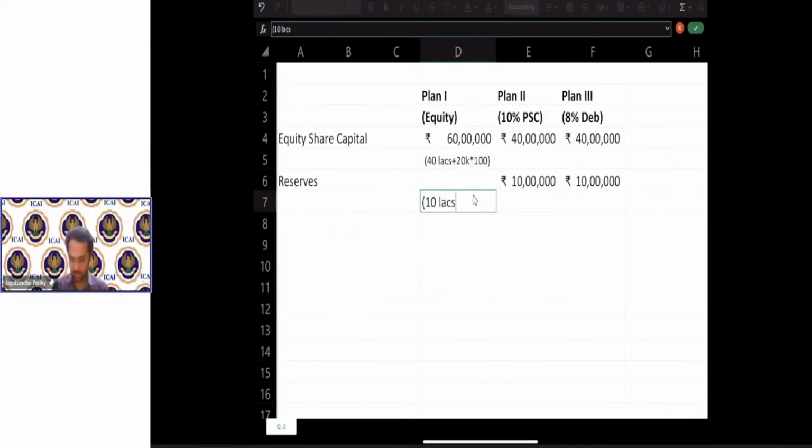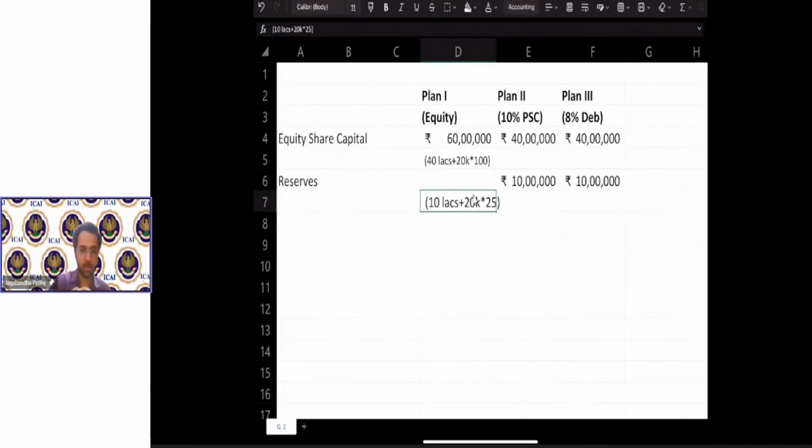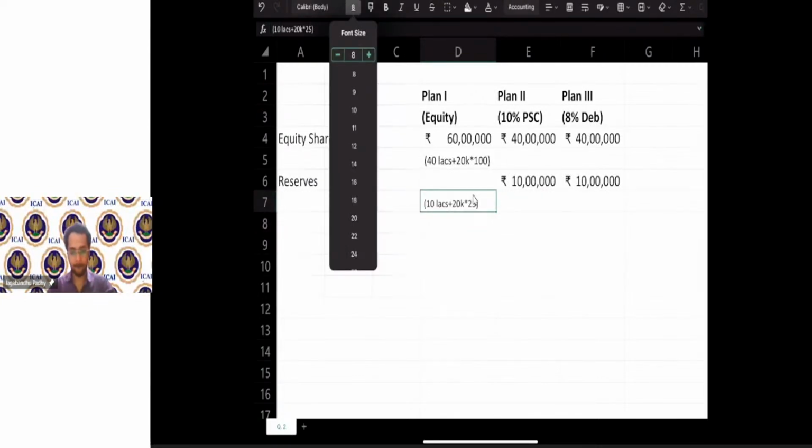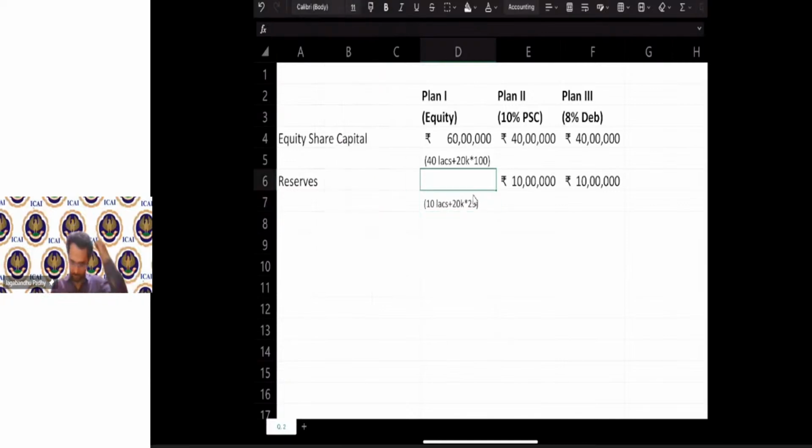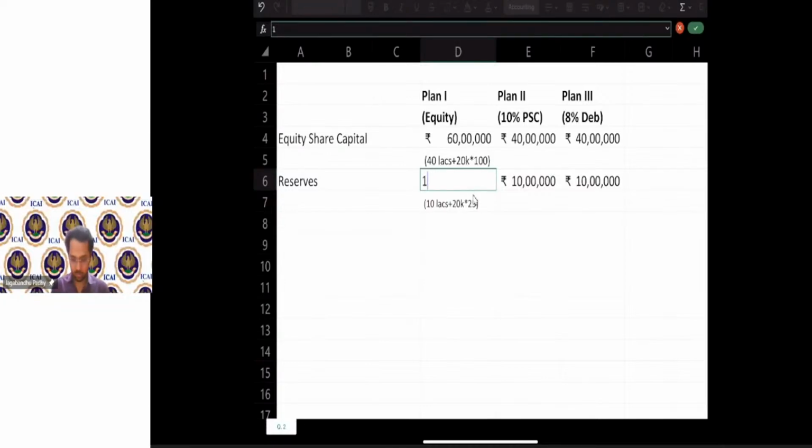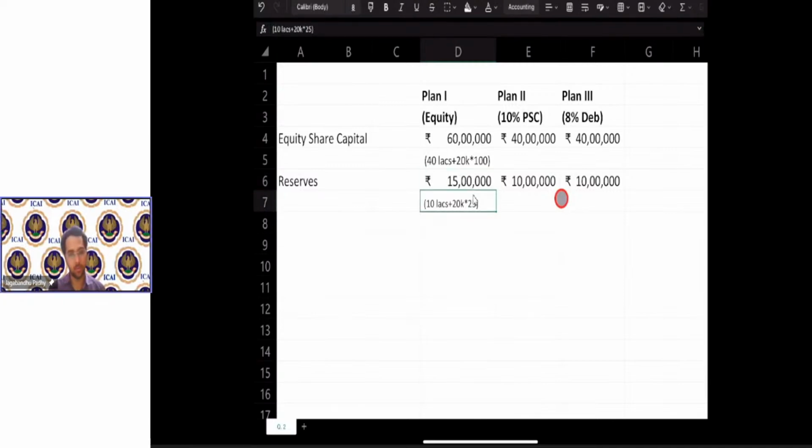So this is actually 10 lakhs plus 20,000 shares multiplied by 25 each. So this amounts to 25 into 2, so 5 lakhs. So that's like 15 lakh. 15 lakh is the amount of reserves.